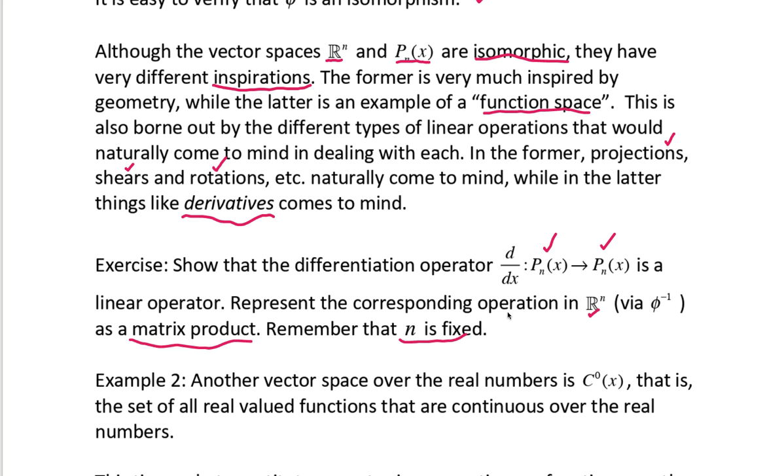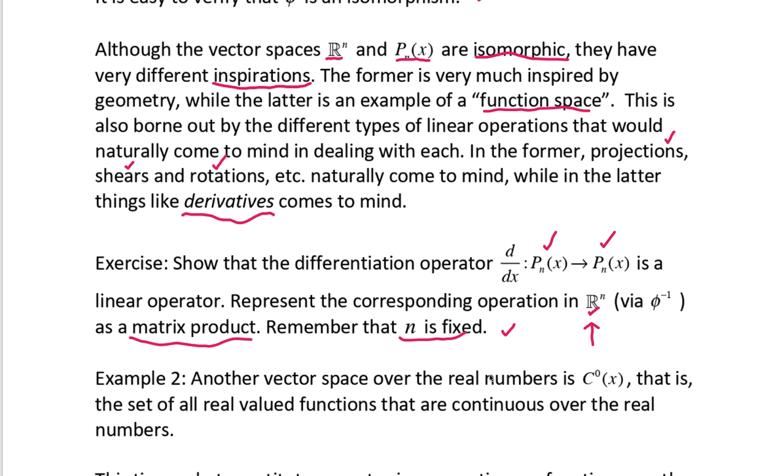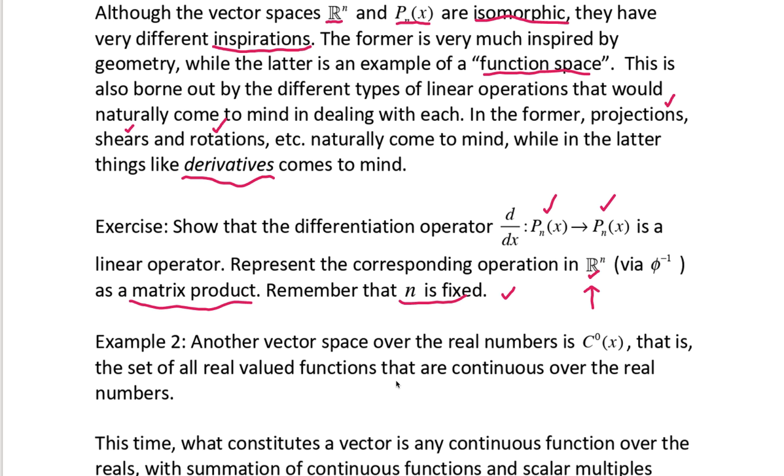But this is not something geometrically you would probably think of doing. You can do it. You can certainly create a corresponding operation in Rn, but it wouldn't be something you would probably naturally think of. But it's very natural in function spaces like p sub n of x.